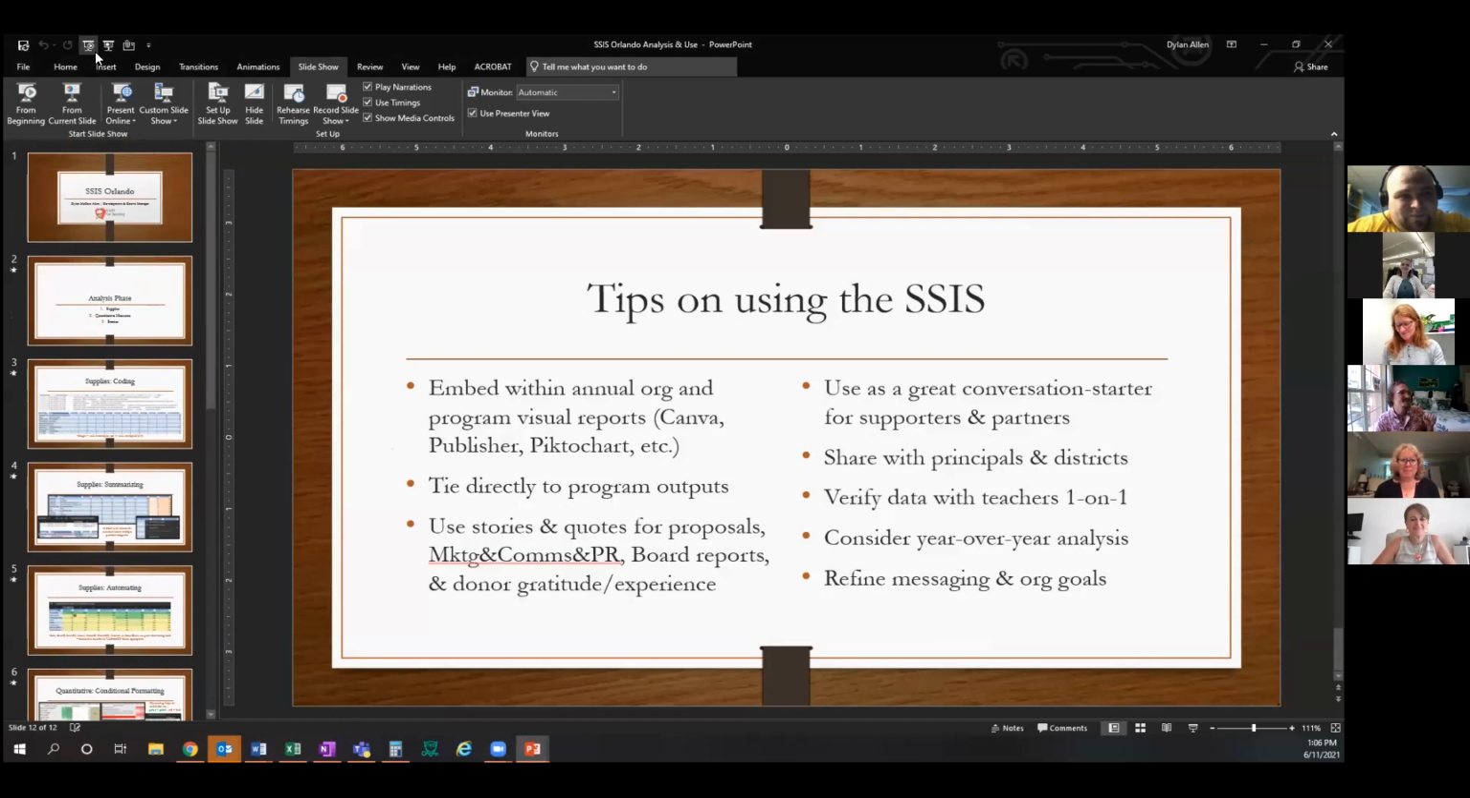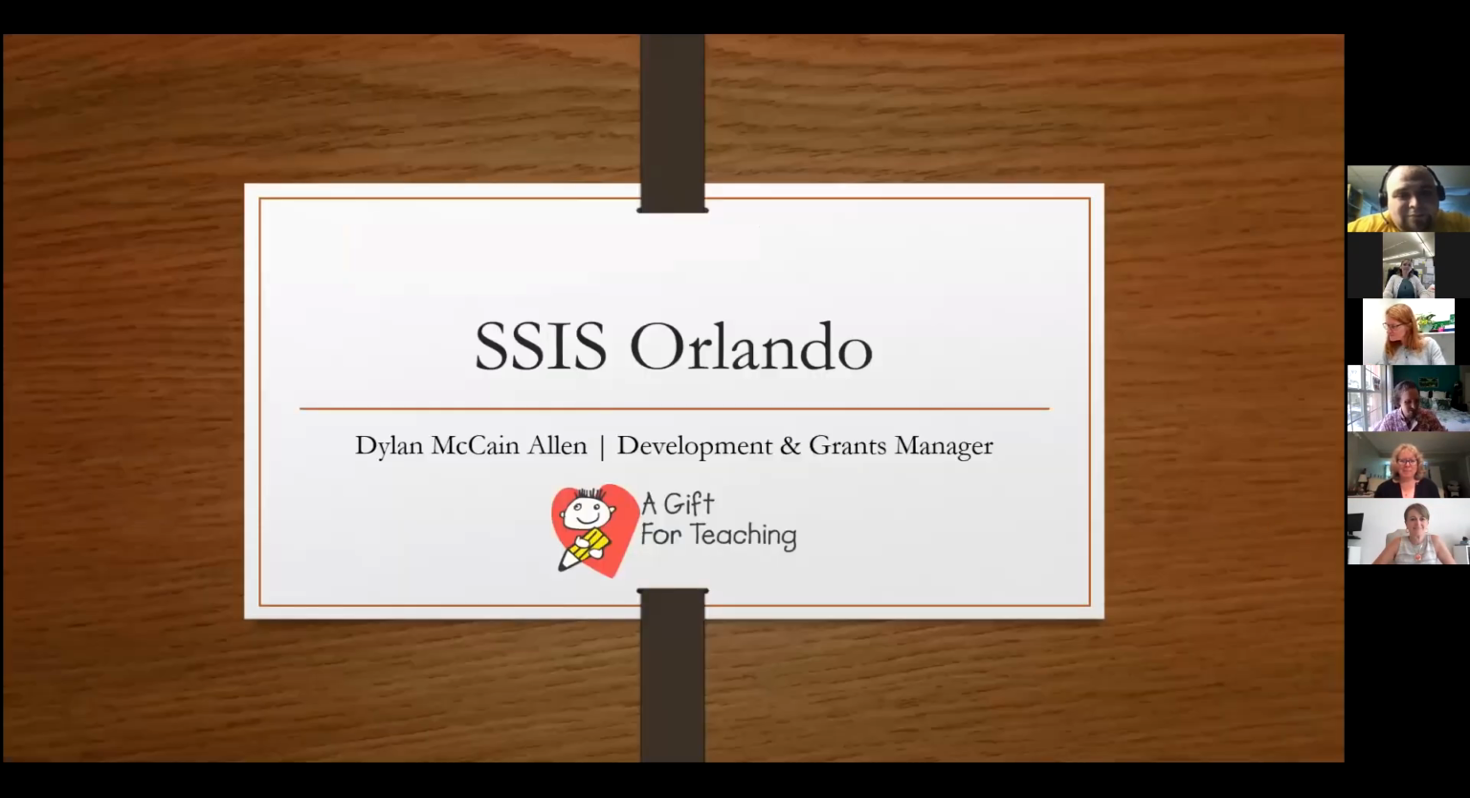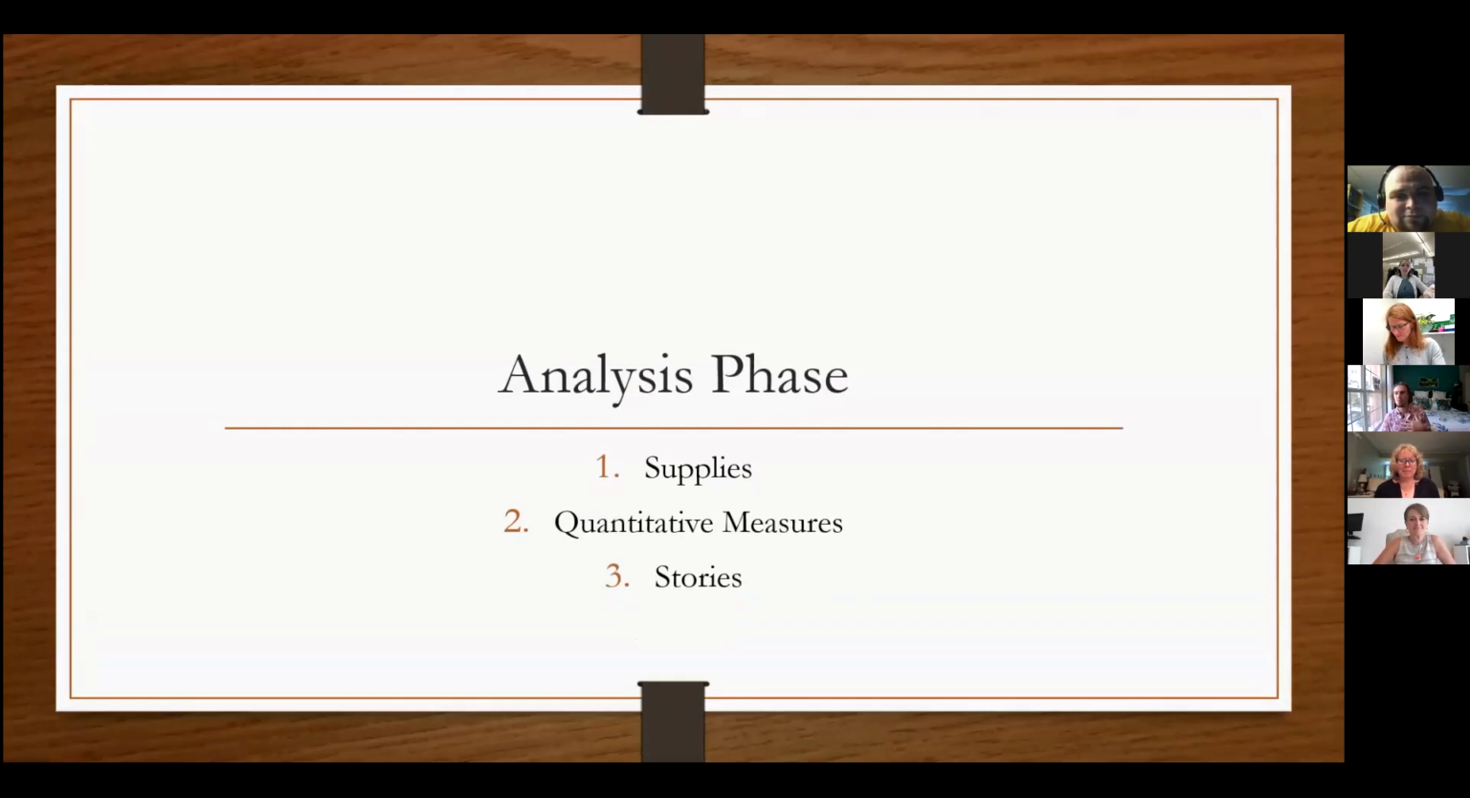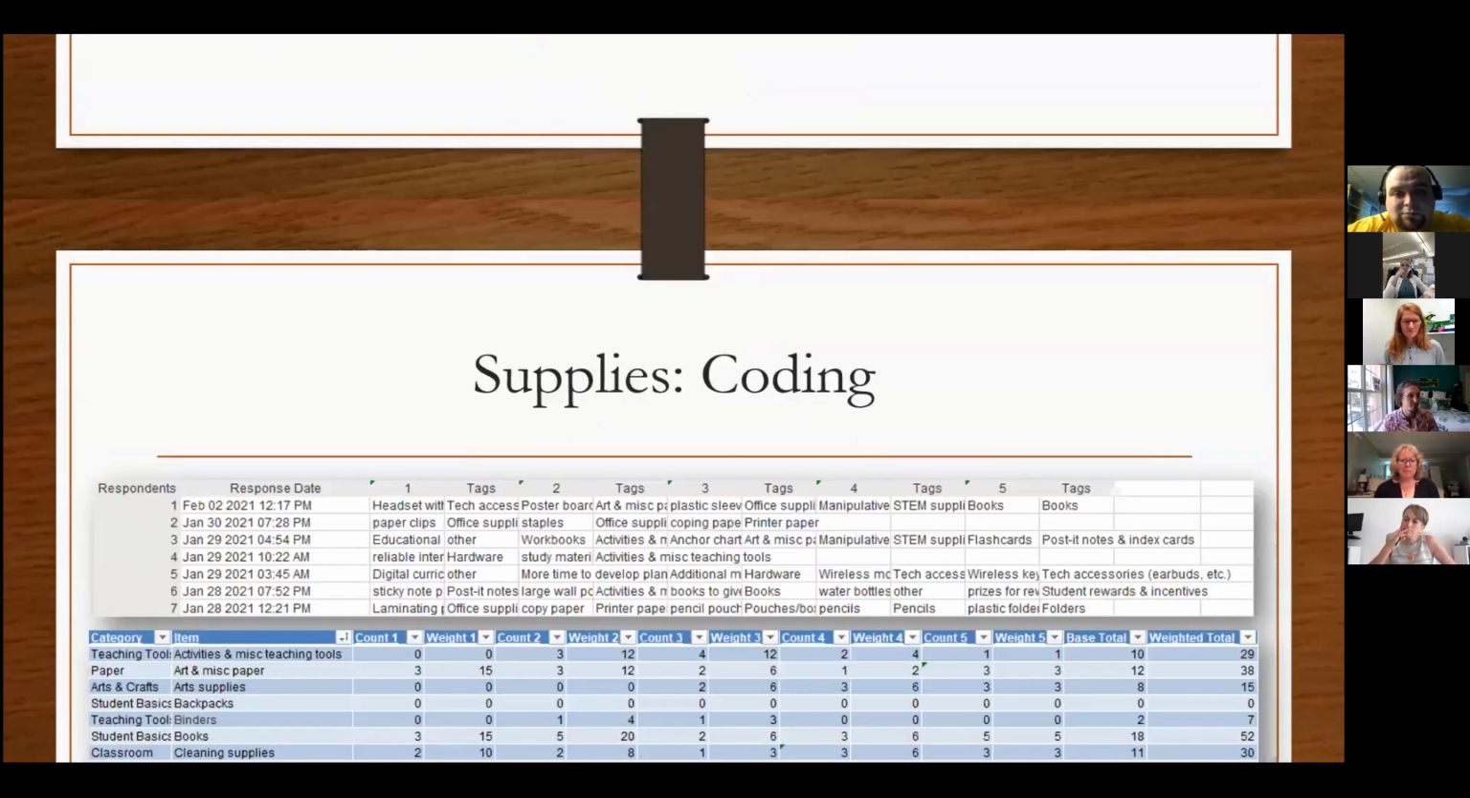That's awesome. Great. So in a super fast, brief manner, one, I'm going to very briefly go over the supply portion. That seems to be some of the most important part, at least for A Gift for Teaching. And two, the quantitative measures and qualitative measures. And three is that I use storytelling as an outcome measure, one of the outcome measures that we use at A Gift for Teaching down in Orlando, Florida.